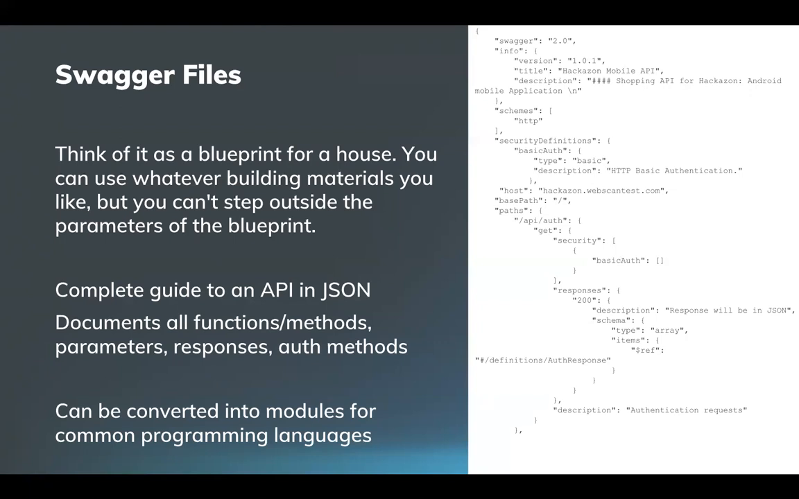Swagger files document everything about the API. They have a list of all the parameters, all of the endpoints, all the different ways you can authenticate, what different responses to expect. And you can take these Swagger files and you can convert them into like Python modules so that you don't even have to know how the API works at all. You just have like a Python module that says like authenticate, get product, things like that.